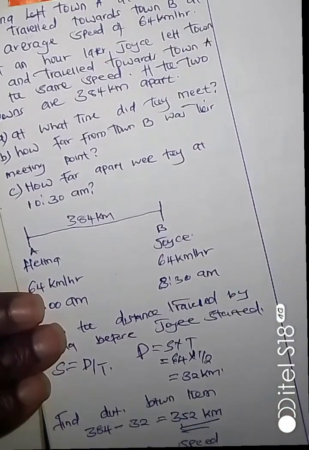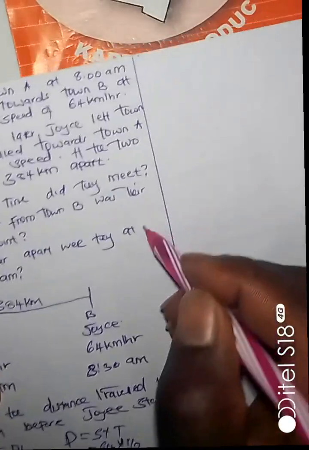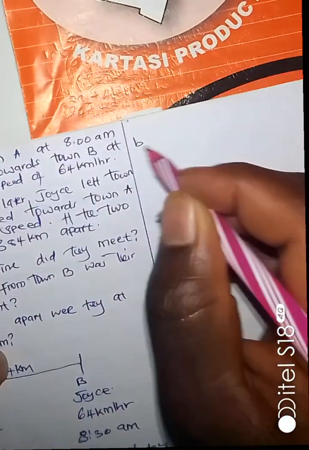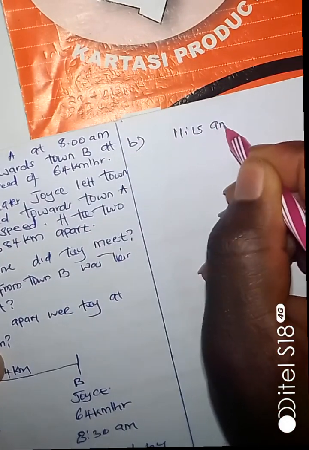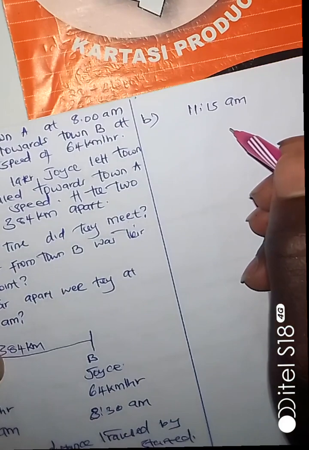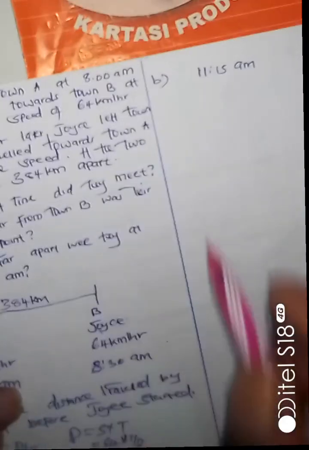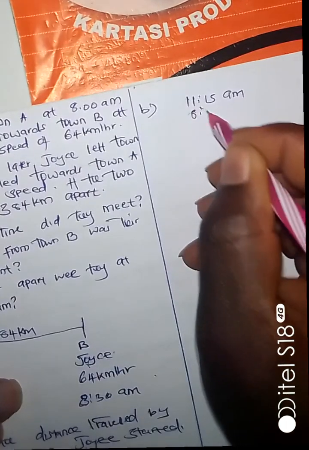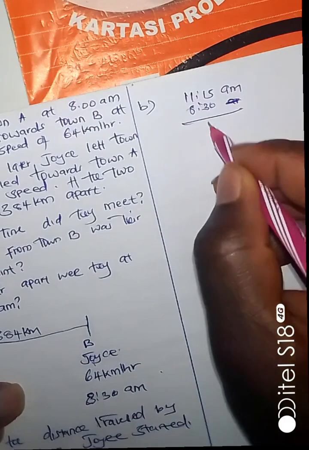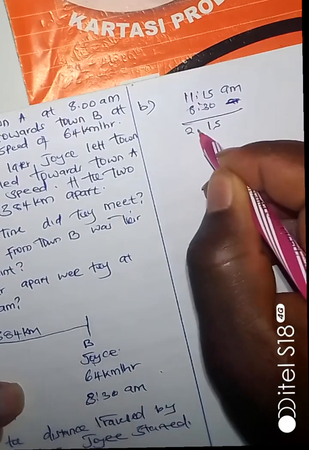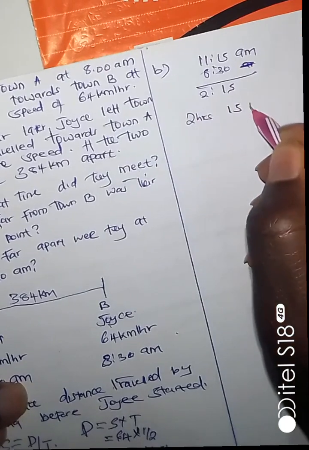Now we'll take the time they met. This is question B. The time they met was 11:15 a.m. You subtract the time when Joyce started, which is 8:30 a.m. That is, this will be 15 and this is 2. Now it is 2 hours 15 minutes.